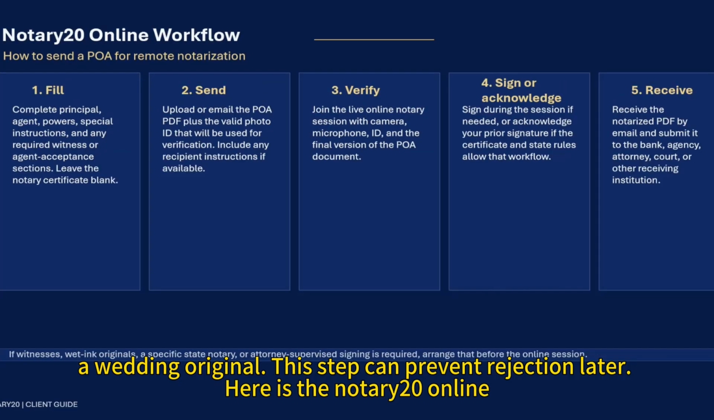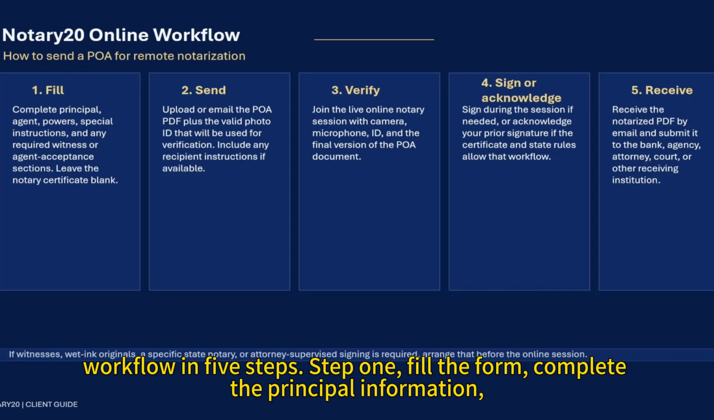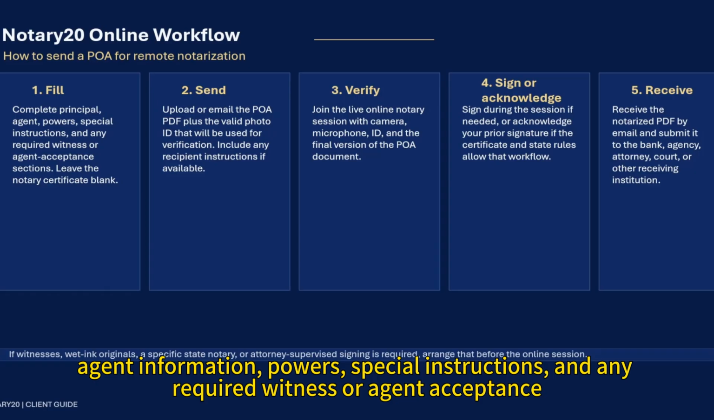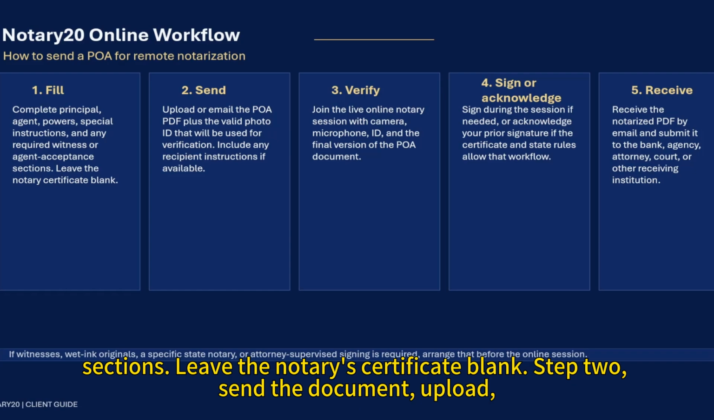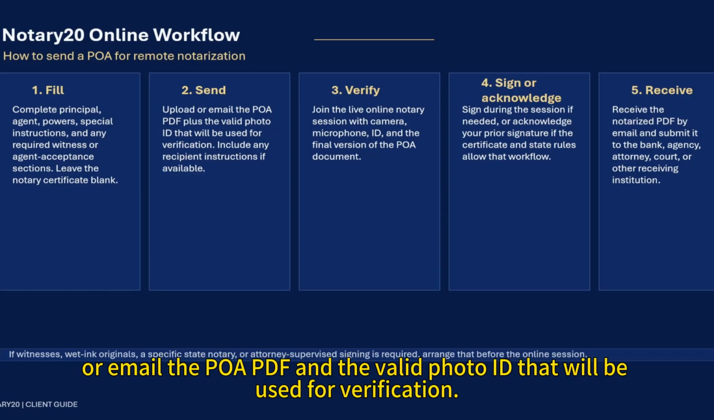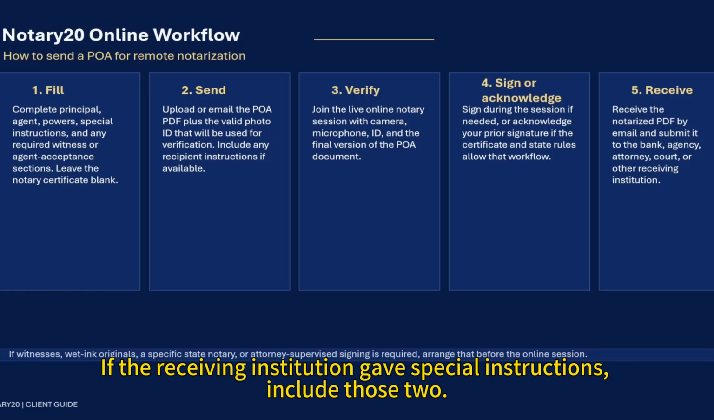Here is the Notary 20 online workflow in 5 steps. Step 1. Fill the form. Complete the principal information, agent information, powers, special instructions, and any required witness or agent acceptance sections. Leave the notary certificate blank. Step 2. Send the document. Upload or email the POA PDF and the valid photo ID that will be used for verification. If the receiving institution gave special instructions, include those too.